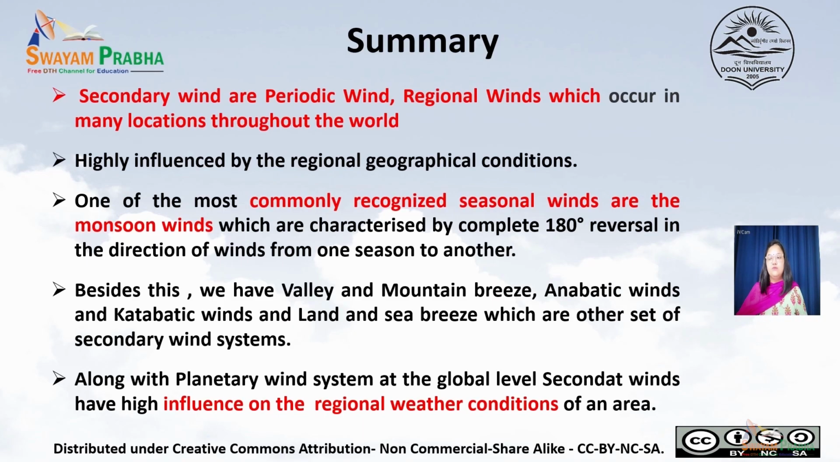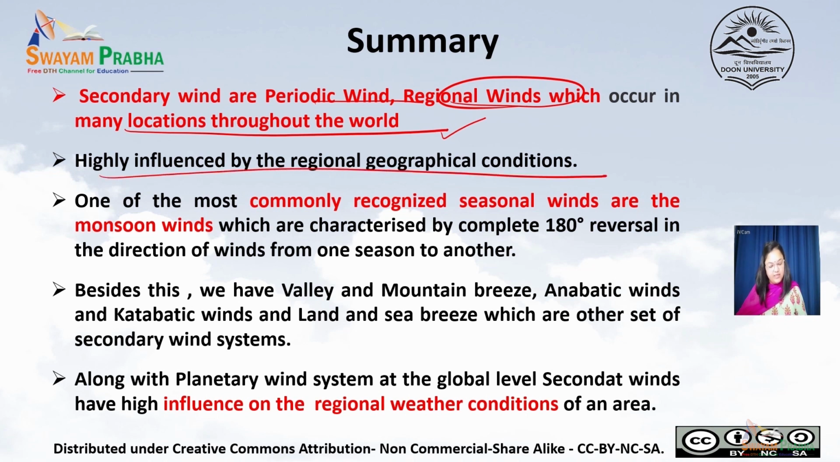Coming to the summary of the video, secondary winds are periodic winds. They are regional winds which occur in different locations throughout the world. They are highly influenced by the regional geographical conditions on one hand, and because of the limited regional extent, they influence greatly the weather and climatic conditions of a limited regional geographical area also.